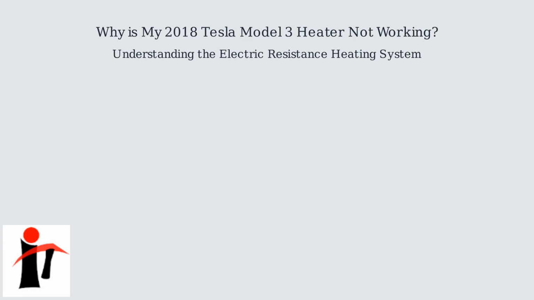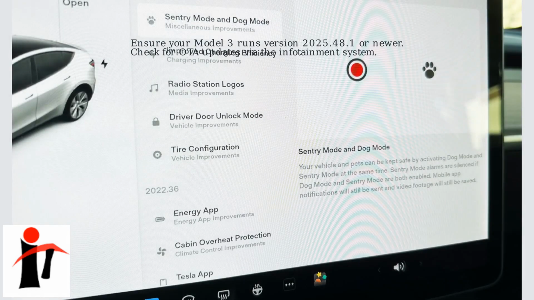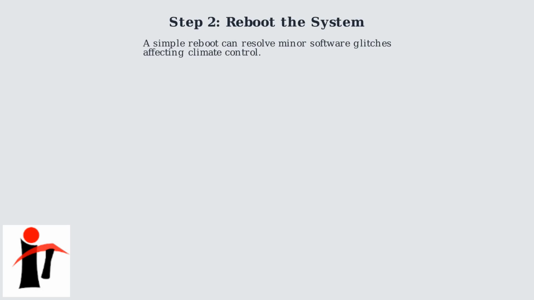rapidly depletes battery power. First, ensure your Model 3 is running the latest software, version 25.48.1 or newer, as of December 2025. Check for over-the-air updates through the car's infotainment system. A simple reboot of the system can sometimes resolve minor software glitches affecting climate control.